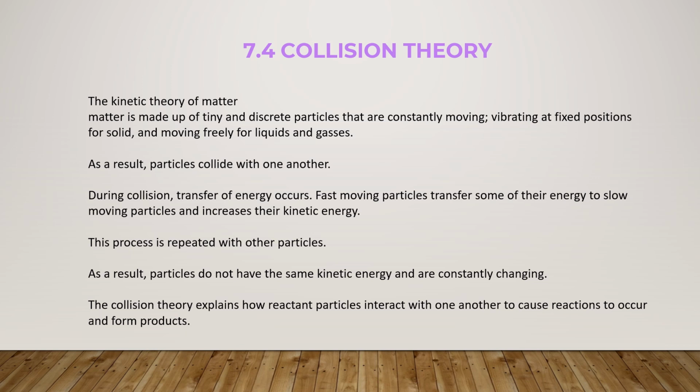Fast-moving particles transfer some of their energy to slow moving particles and increase their kinetic energy. This process is repeated with other particles. So, particles do not have the same kinetic energy and are constantly changing. The collision theory explains how random particles interact with one another to cause reaction to occur and form product.